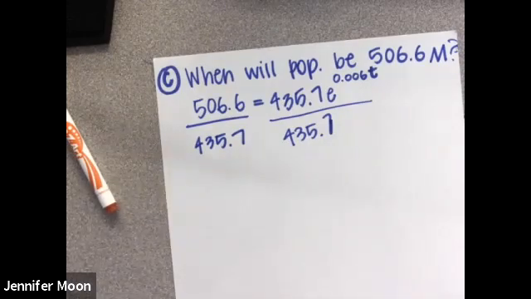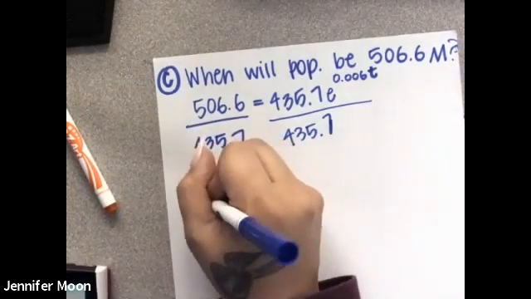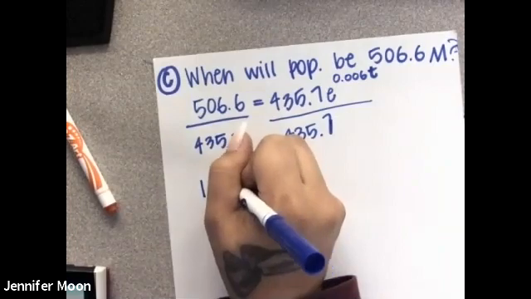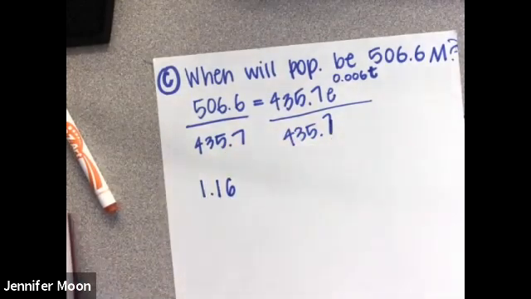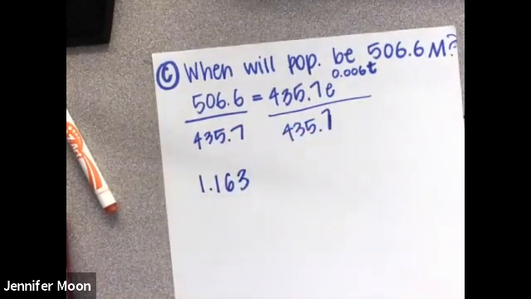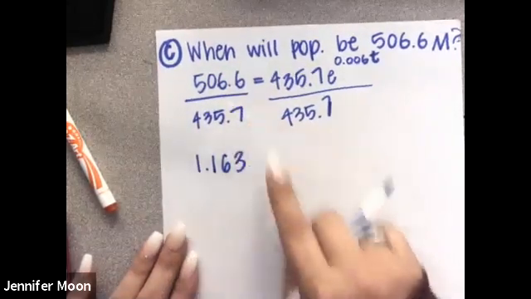Unless it says don't round until the end, right? I did round in the previous class and I still got the same answer, so it should be okay. I get 1.162726647, like that's fairly large, right? I'm actually just going to make it 1.163. So all I did was just divide these two terms right here.